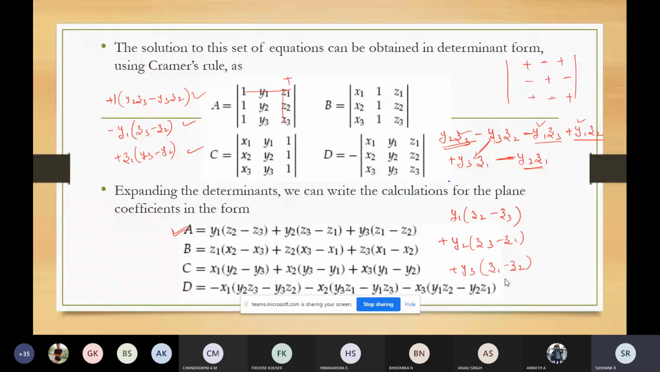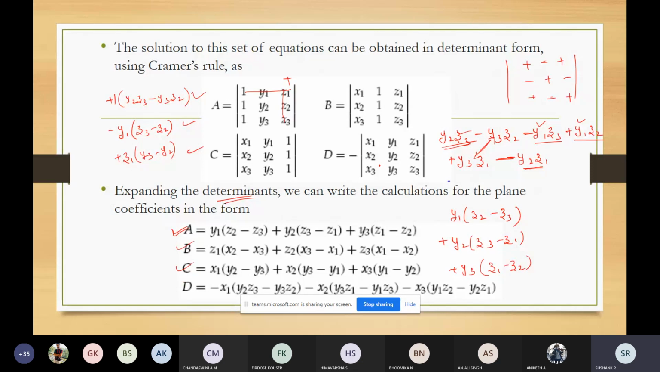If you expand the determinant, you will get the equation. You should understand how you obtain this: you expand the determinant. Once you expand it, you get the value of a in equation form: y1 into z2 minus z3 plus y2 into z3 minus z1 plus y3 into z1 minus z2. Similarly, the same operations you can repeat for b and c. D also is the same thing.